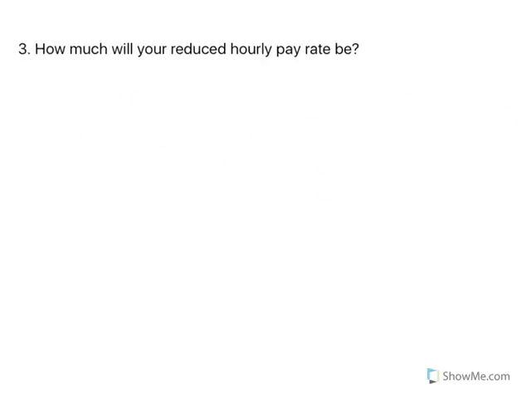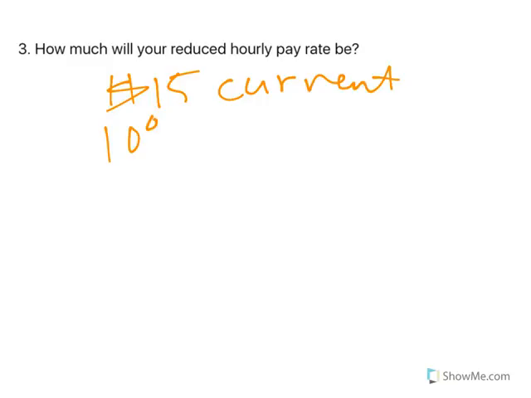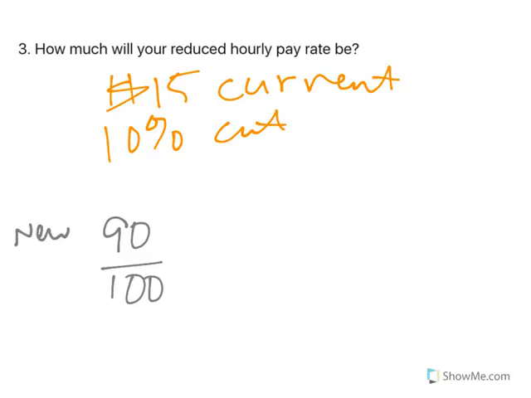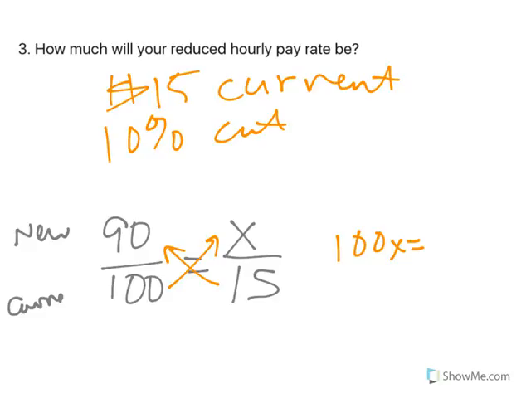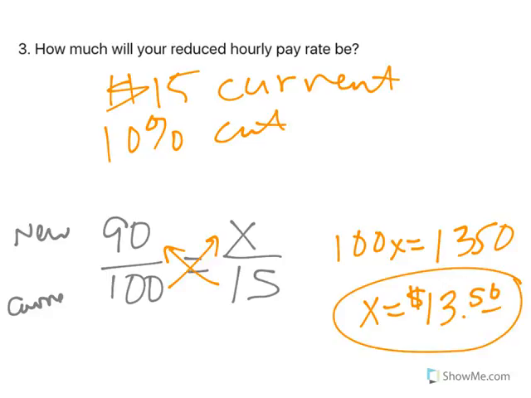Now, you're earning $15 an hour currently. And then we have a 10% cut. What's my reduced hourly pay? Well, a 10% cut means 90 over 100 because you're taking it away. So this is the new one, this is current. Currently I'm making $15. What's my new one going to be? So I cross multiply. 100x equals 1350. Divide by 100, and x is $13.50. So we're making $13.50.